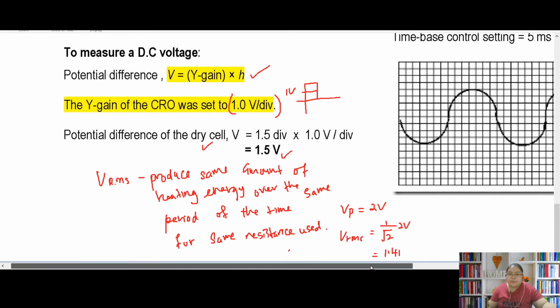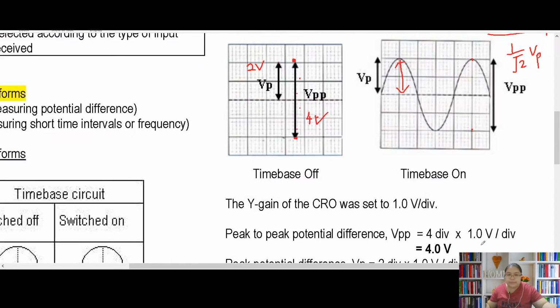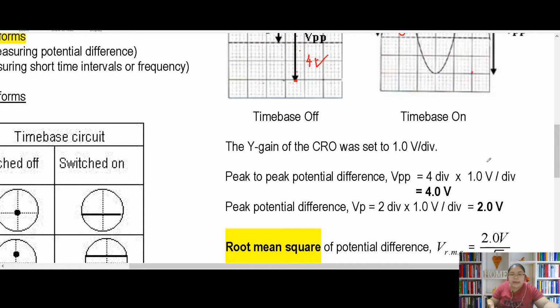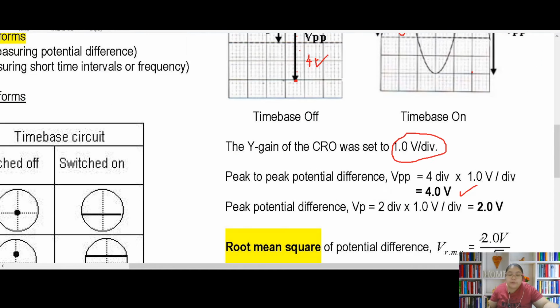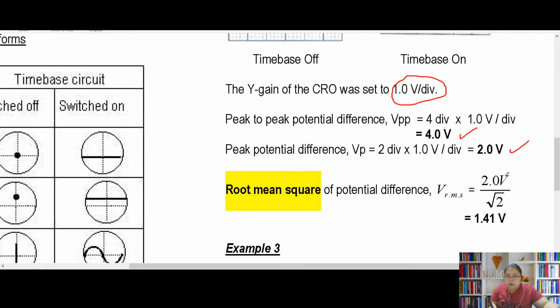Now we go back to see how to get the calculation. From the CRO, the Y gain is 1 volt per division. If I ask for the peak to peak, what is your answer? From the diagram there are 4 boxes, so 4 divisions multiplied by 1, the answer is 4 volt. Peak is normally half of VPP, so we divide by 2 and get 2 volt. The root mean square for the potential difference is 1.41, so 1.41 and 2 volt give the same result. Root mean square is just to save on the potential difference.